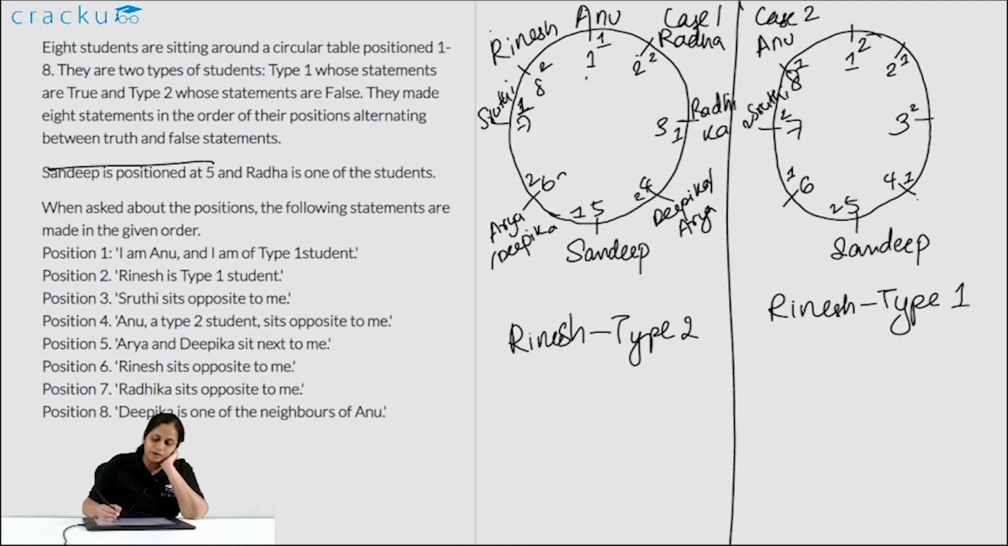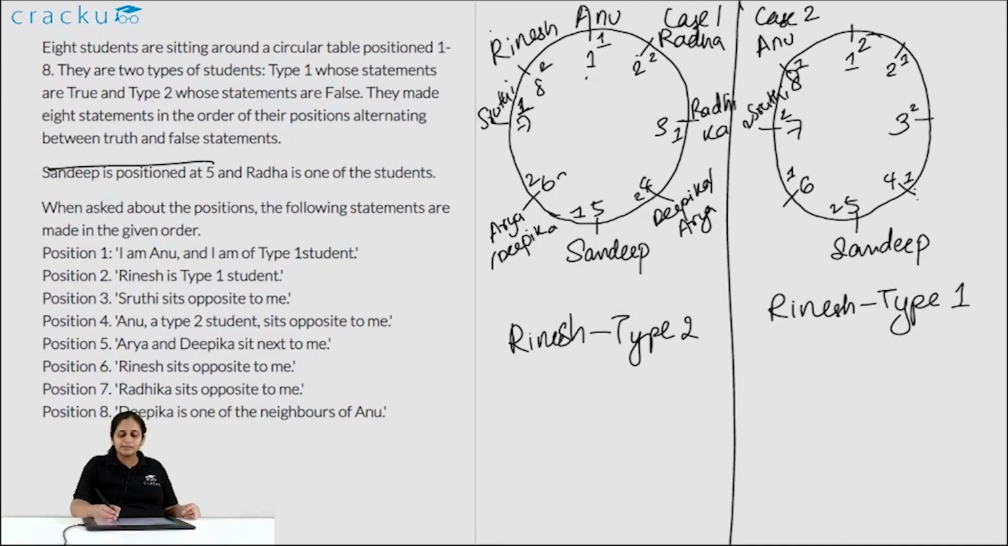But that can't be, because if this person is a type 1 student, this one also has to be type 1 because they sit alternately. So Anu, a type 2 student, cannot be seated over here. So we come to a contradiction. This fourth statement cannot be true. It has to be a false statement because the liars sit opposite to each other. If you can see, all the truth tellers are sitting opposite to each other and all the liars are sitting opposite to each other.